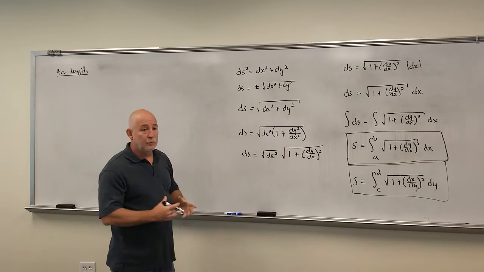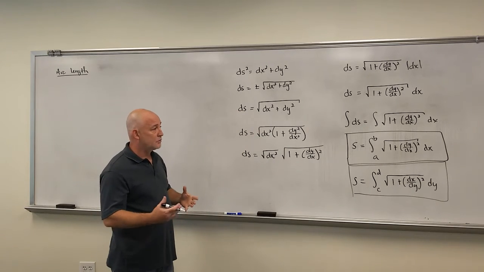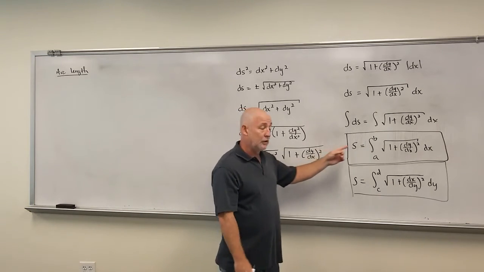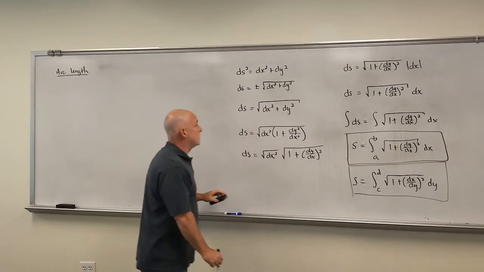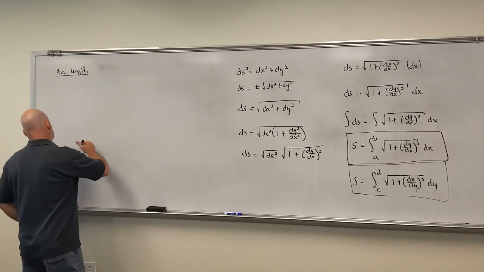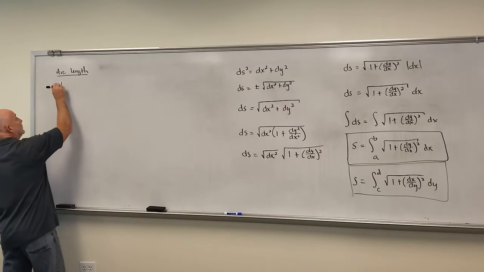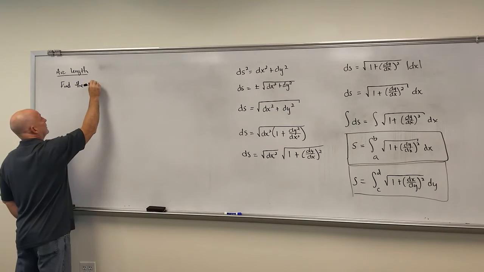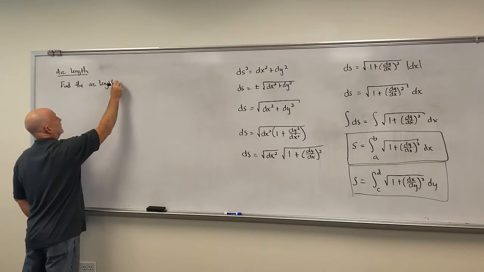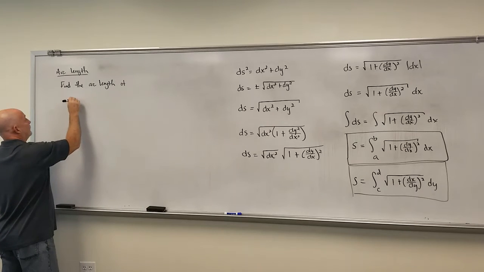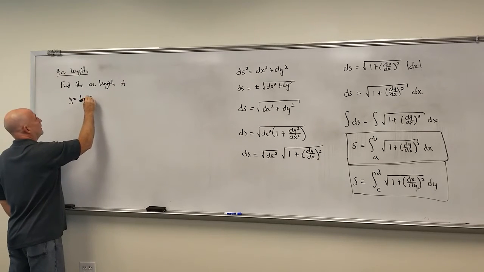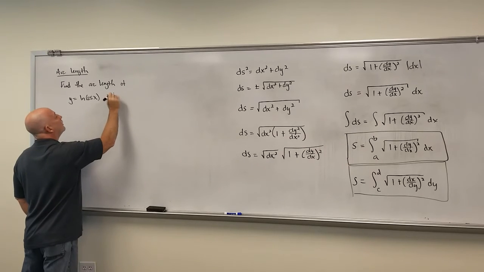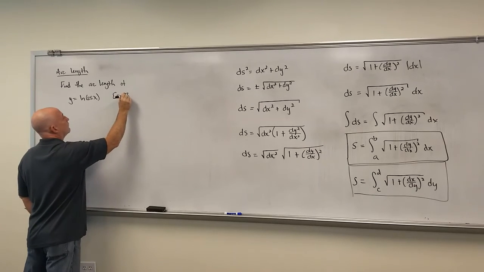However, since we're living in a textbook world, most of your homework problems are going to be designed so that you can actually do this integral. Doesn't mean it's going to be easy, but you can actually do it. So let's just try a problem here. Find the arc length. Let's do y is equal to the natural log of the cosine of x, from, let's go 0 to pi over 4.